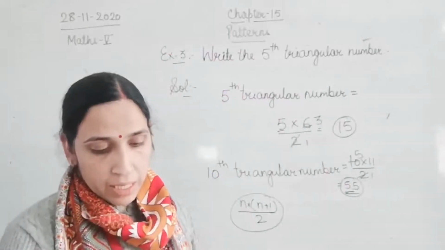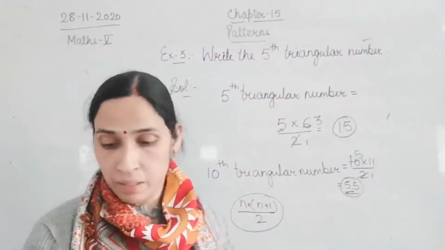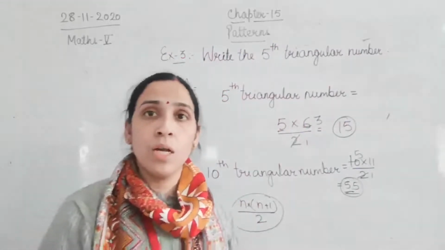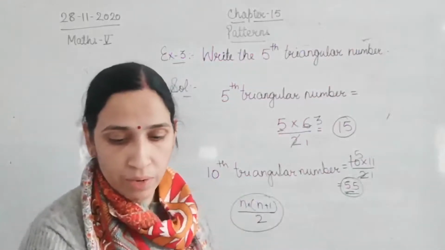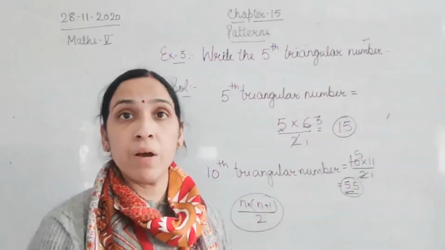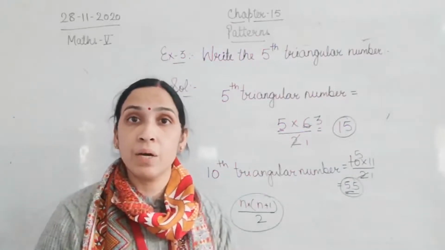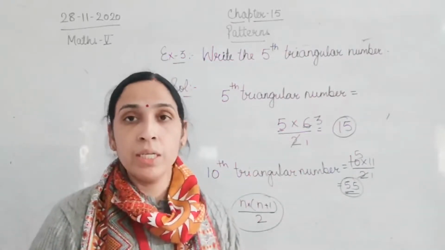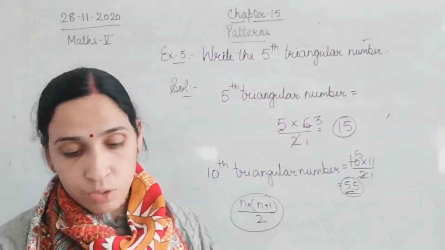So that is example 3. I hope example 3 is quite clear to you all. In this way you can find any triangular number. If I give you find the 38th triangular number or the 50th triangular number, you can find that easily too. So children, in today's class we have done so many concepts.